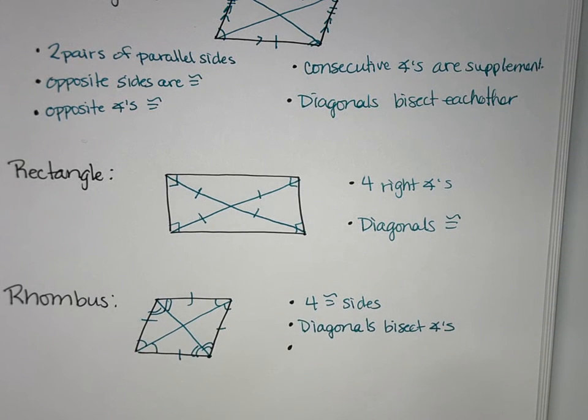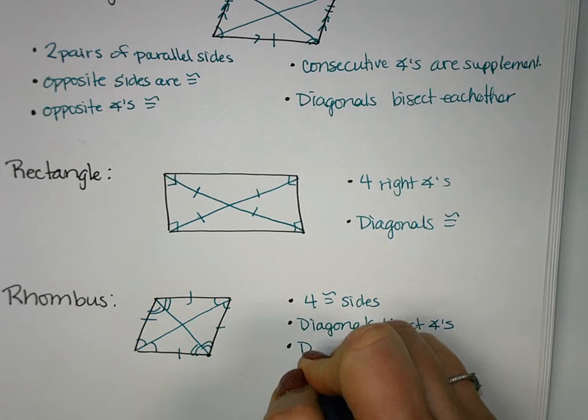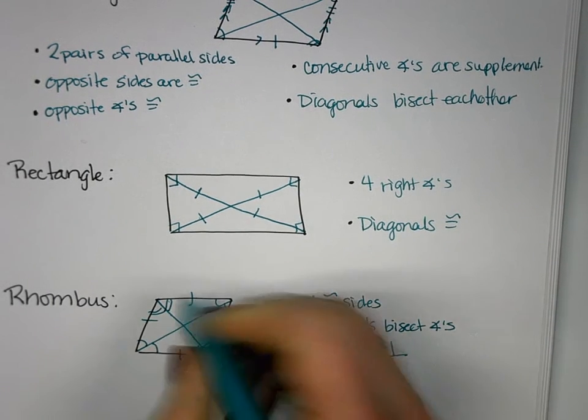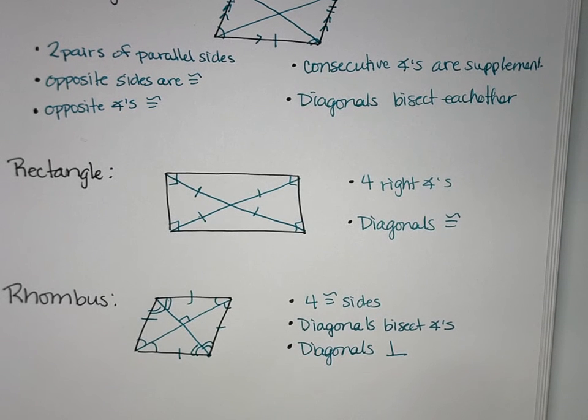There was something else about the diagonals. Oh, the diagonals form right angles. The diagonals are perpendicular to one another, forming right angles.